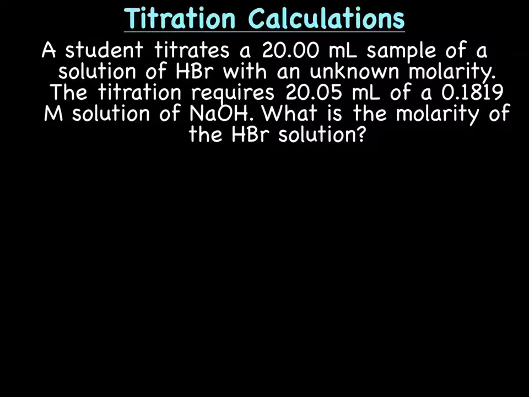All right, let's try one more practice problem. A student titrates a 20 milliliter sample of a solution of HBr with an unknown molarity. That titration requires 20.05 milliliters of a 0.1819 molar solution of NaOH. What is the molarity of the HBr solution?